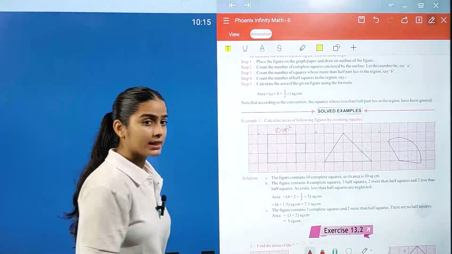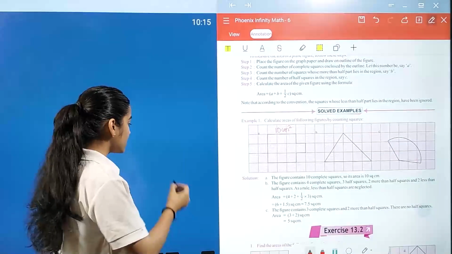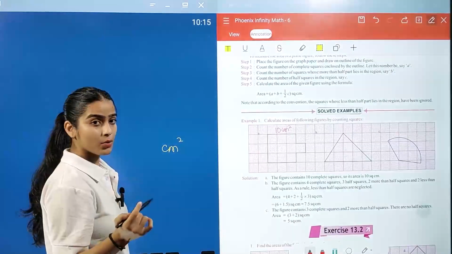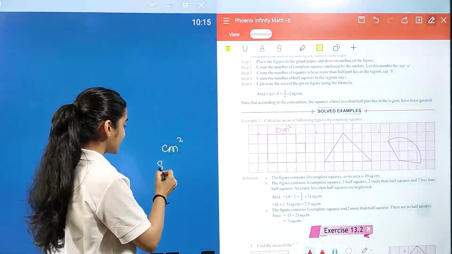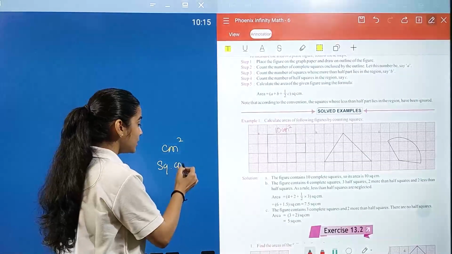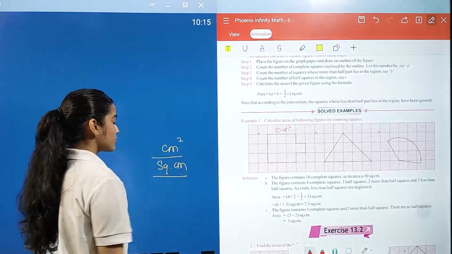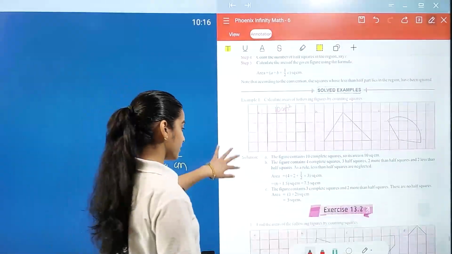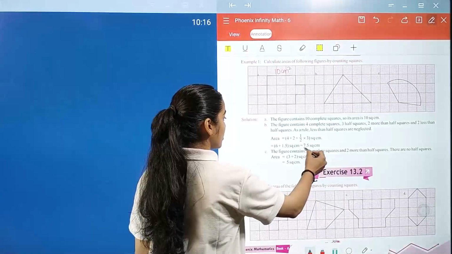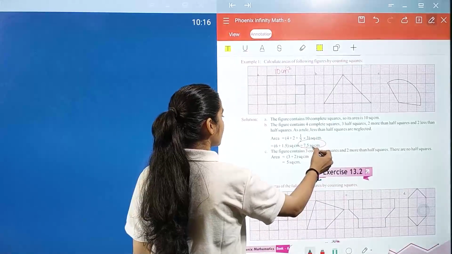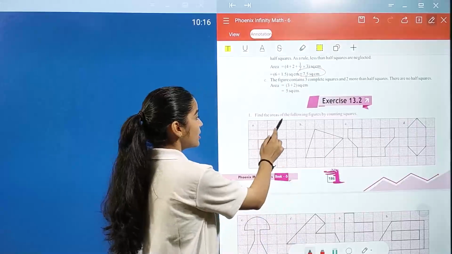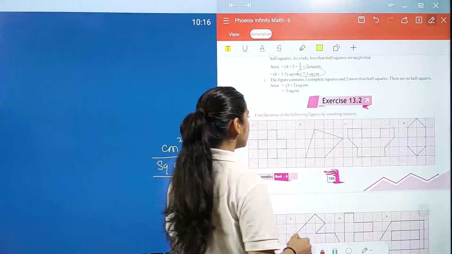Always keep in mind that you always write area like this, centimeter square, because you multiply the same quantity twice, or you can write it like this also, square centimeter. So this is totally up to you. Whichever one feels easy for you, you can opt for that and write your unit in that form. So here you notice 7.5 square centimeter. Now we have our exercise 13.2. Find the areas of the following figures by counting squares.